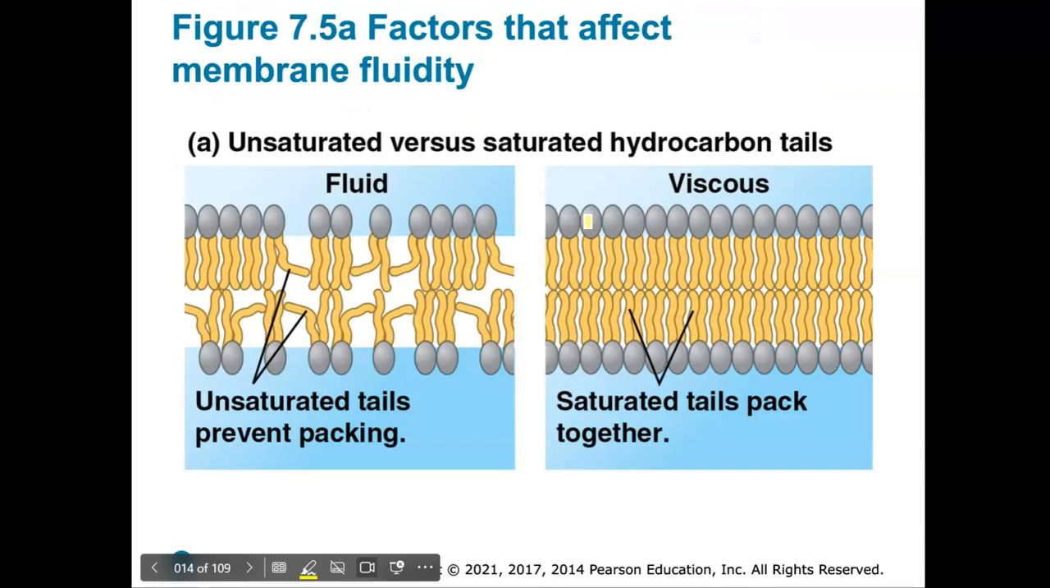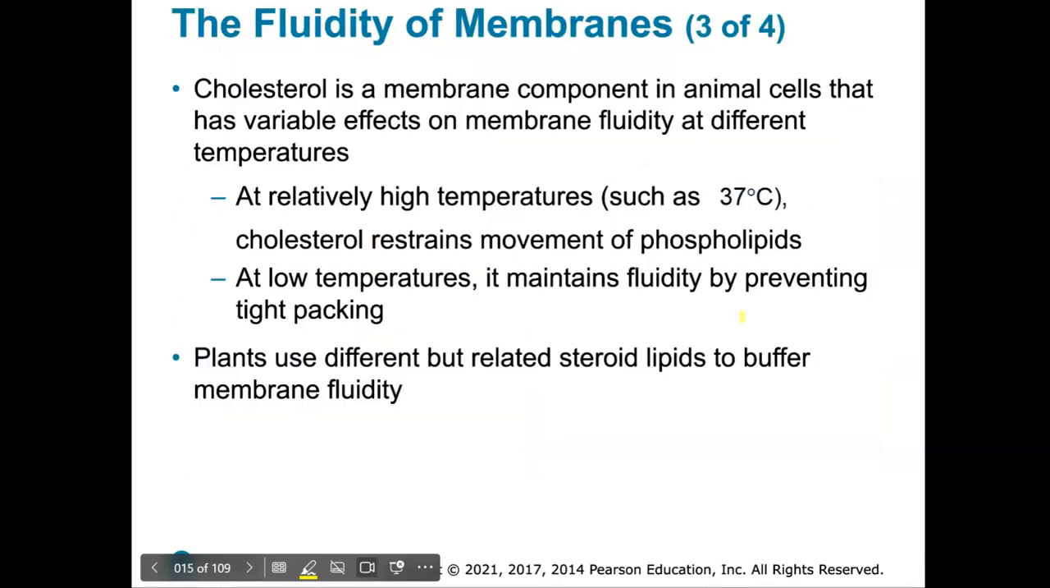So this is what the unsaturated fatty acid tails look like, and they're going to make the plasma membrane more fluid because they prevent the packing of the phospholipids. And then more saturated tails are going to make the membrane more viscous or thicker, more solid, because the saturated tails are able to pack together. So that is the role of saturated and unsaturated fatty acids.